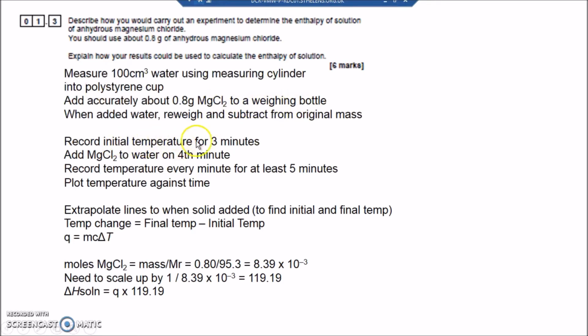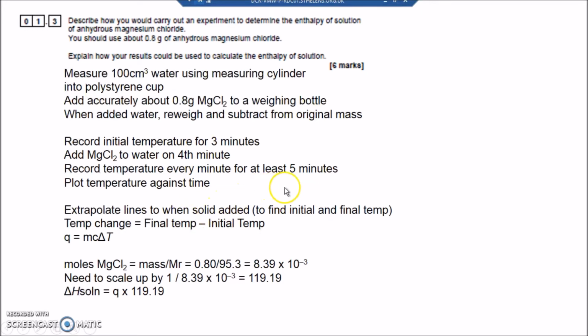You then record the initial temperature for 3 minutes, and then on the 4th minute you add the magnesium chloride to the water. You could stir it and then record the temperature every minute for about 5 minutes or more and plot the temperature against time. And what you're going to find is that there's no change or very little change in the temperature, and then all of a sudden it will shoot up and then come back down again. It'll shoot up because it's an exothermic reaction, and then as the reaction's over, the contents of the beaker will start to cool. You extrapolate the two lines back to the 4th minute and you measure the change in temperature.